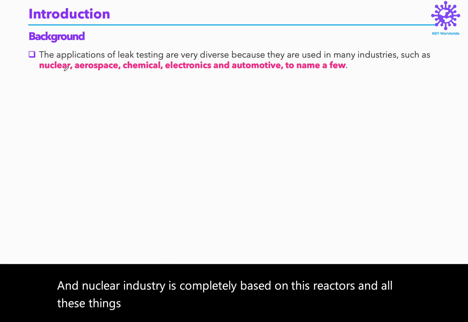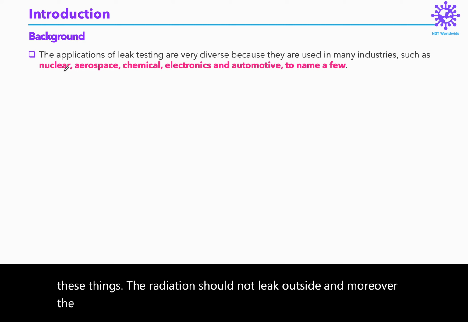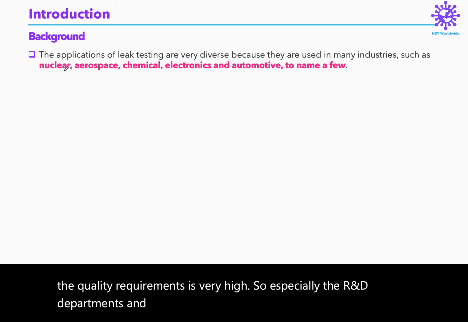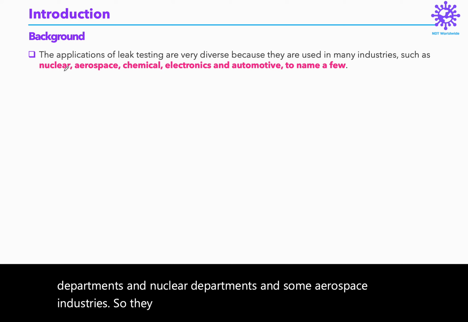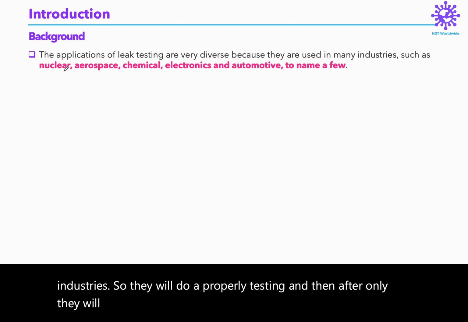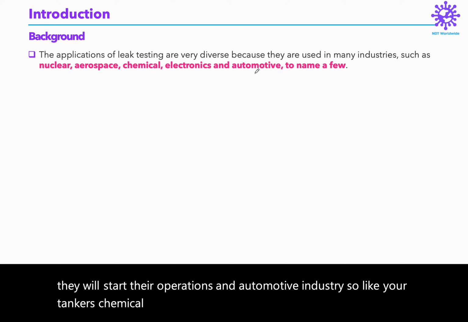The radiation should not leak outside, and moreover the quality requirements are very high. So especially the R&D departments and nuclear departments, and some aerospace industries, will do proper leak testing, and only after that will they start their operations. And the automotive industry, like your tankers, chemical tanks, or your engines, motors.